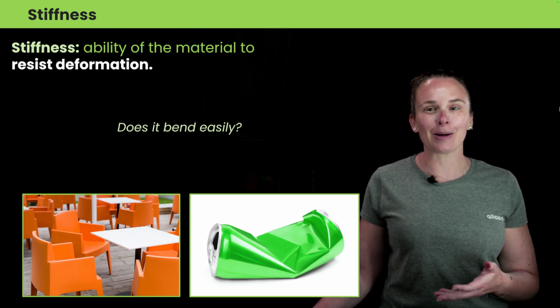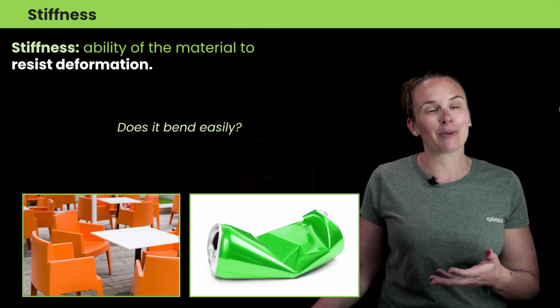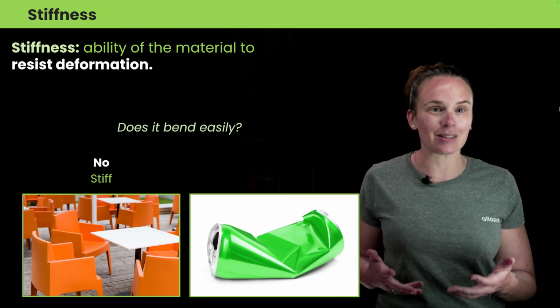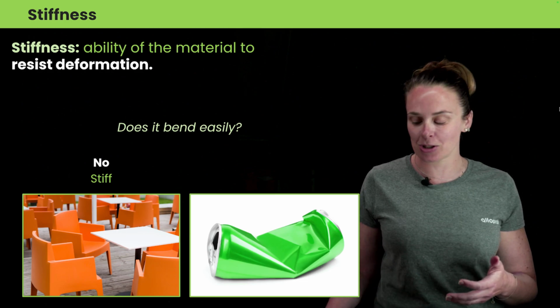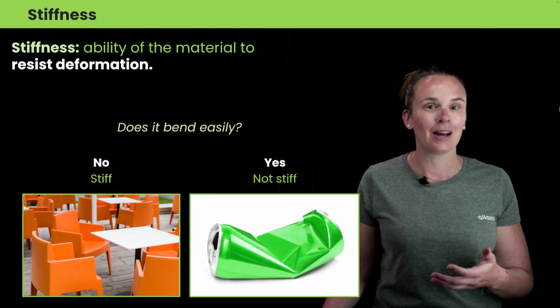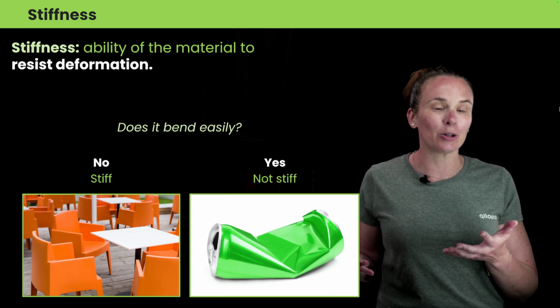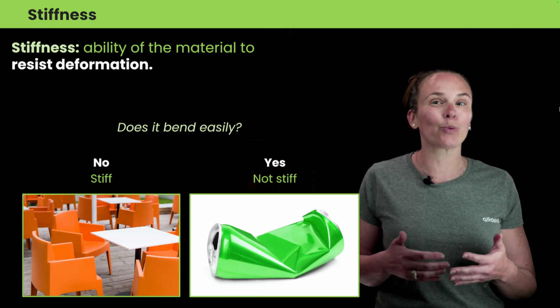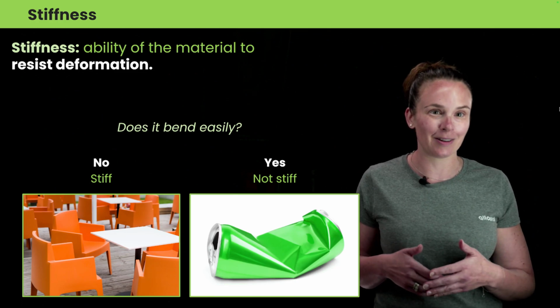So in our first example, you see we have yellow chairs. Those yellow chairs are made out of a certain type of plastic, and it is considered to be stiff. It doesn't bend easily. So it's not going to bend in on itself when we sit down. It's not going to collapse. If we talk about, for example, this aluminum can, it is not stiff. It bends easily. It will not be able to resist deformation.